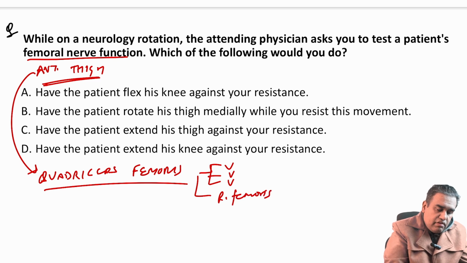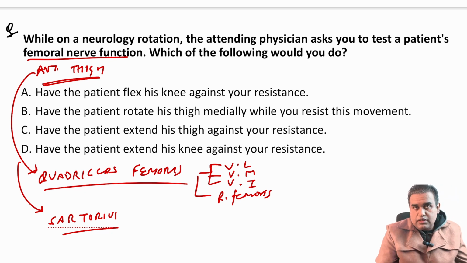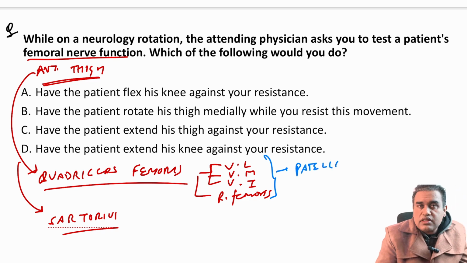Three are vasti, and one is your rectus femoris. These are the main muscles. Then it also includes sartorius and others. So vastus lateralis, vastus medialis, vastus intermedius, and the fourth is rectus femoris. They form the quadriceps femoris.